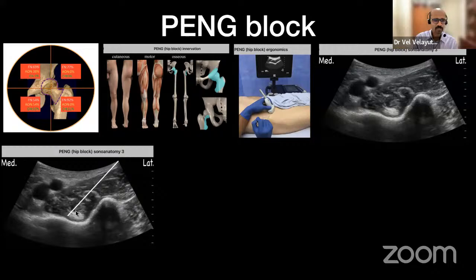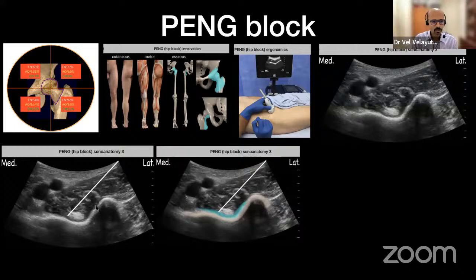And your local anesthetic is going to go between the white line, which is the iliopubic eminence, or this is the anterior inferior iliac spine, and then there's the iliopubic eminence. So between these two here will lie the psoas tendon, and you deliberately go hit the bone, and you want to put local anesthetic underneath to lift the psoas tendon.